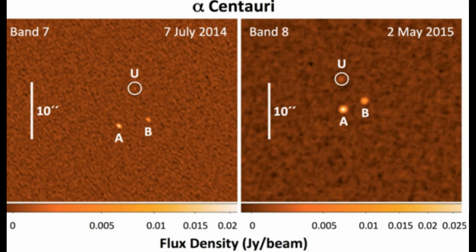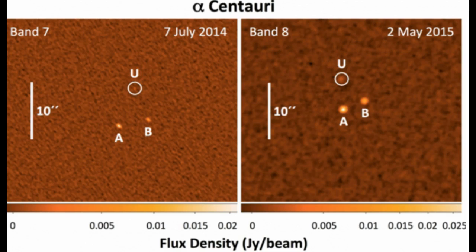So this last photograph on the right, May the 2nd of this year, in what's called band 8, you can tell it's closer because the grains are larger in the imaging. But the object above Alpha Centauri A has moved to the left and down. You can tell that quite a bit.